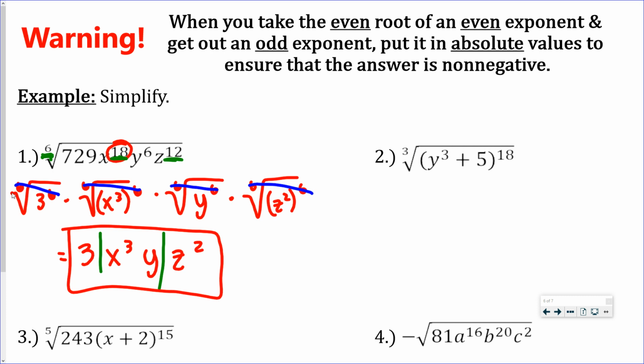The 3 is not odd in that sense. That's for the exponents. Only for exponents. I meant this 3.